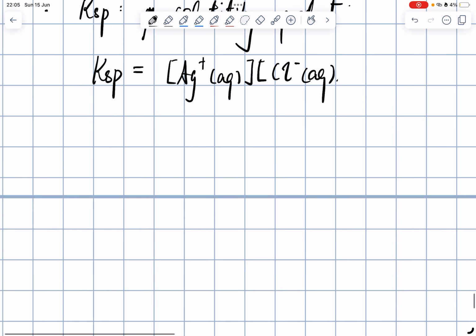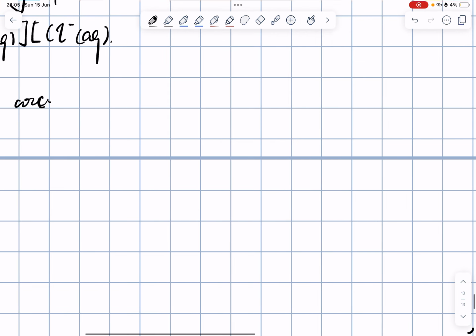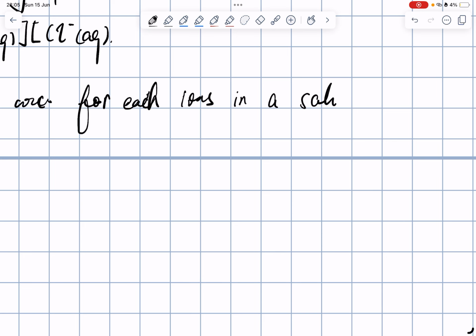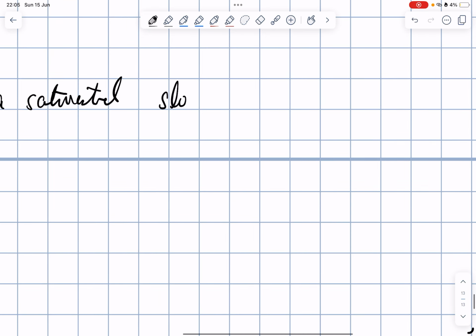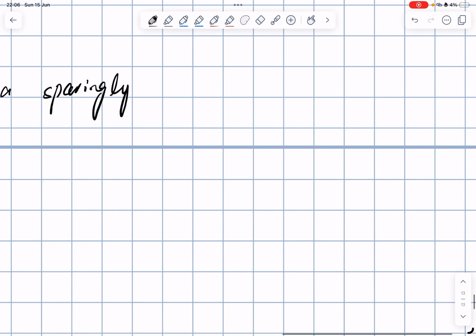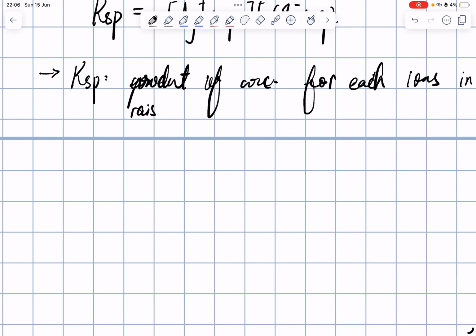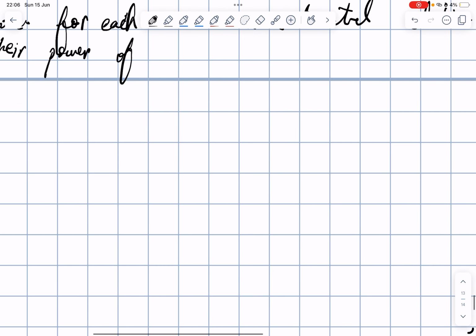Okay, we are going to give you a scientific definition. Ksp is the product of concentrations of each ion in a saturated solution of a sparingly soluble salt at 298 kelvins, which is raised to the power of their relative concentration.